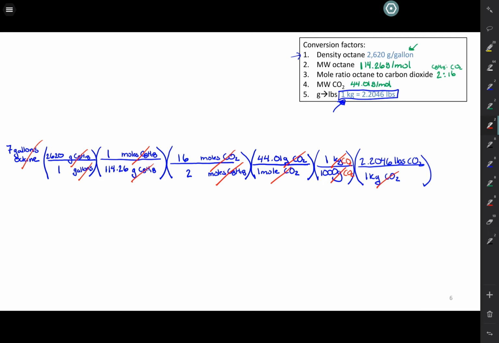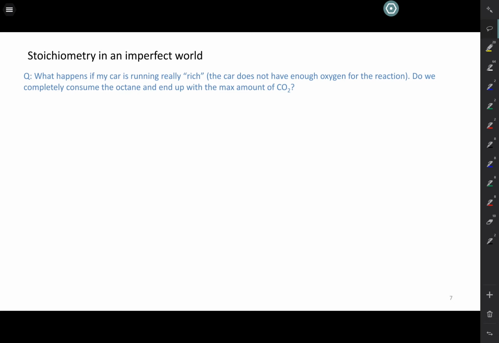Now we just need to pick up our calculators once and plug this in. We should end up with 124 pounds of CO2. Wow, that's a lot of CO2 that I put into the atmosphere. Now, let's complicate matters. We live in a bit of an imperfect world, as I think we all know.